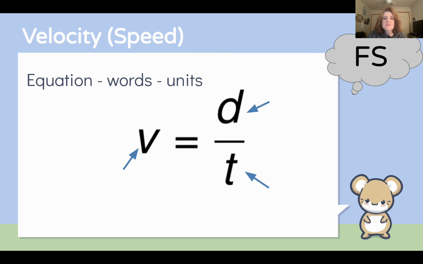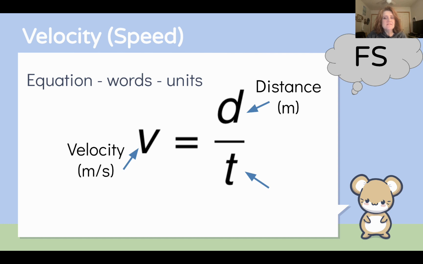So on your formula sheet again, you need the equation V is equal to D divided by T, or velocity in meters per second is equal to the distance, D, in meters, divided by the time, T, in seconds.